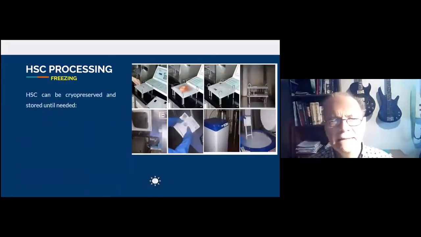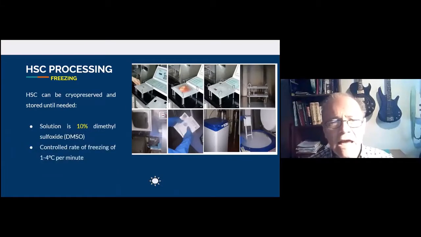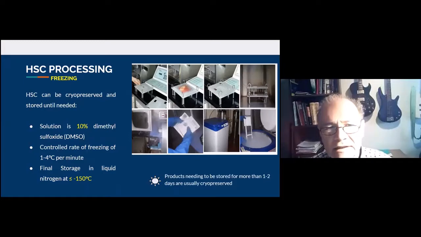How about the freezing? Hematopoietic stem cells can be cryopreserved and stored until needed. We use a solution of 10% dimethyl sulfoxide, DMSO. You need a controlled rate of freezing of 1 to 4 centigrade per minute, and the final storage is in liquid nitrogen at negative 140 centigrade in the vapor phase, or negative 196 centigrade in the liquid nitrogen. Products needing to be stored for more than 1 to 2 days are usually cryopreserved before transplant.